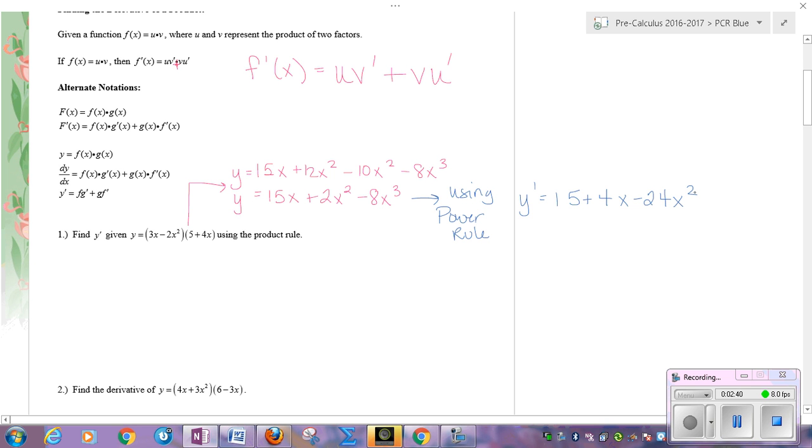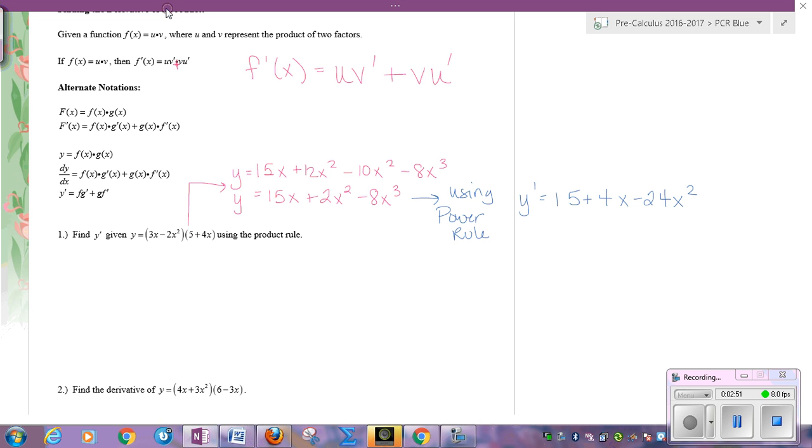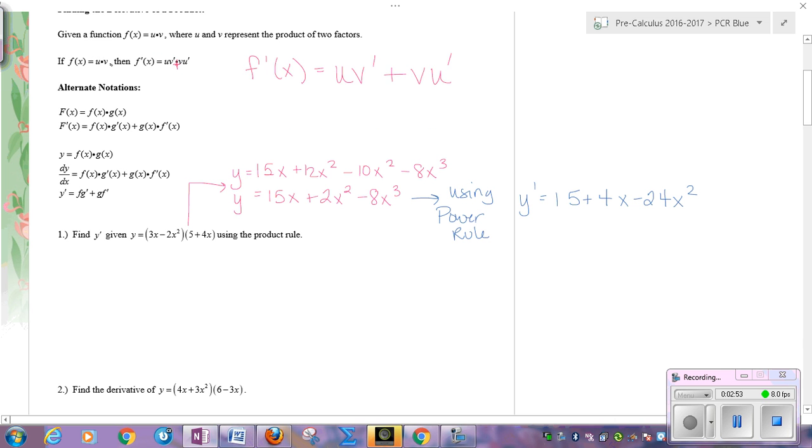So you can take a product and multiply it out and then use your power rule. So it's your choice. You just have to keep in mind that if I tell you specifically to use the product rule, then you have to use the product rule. So if you don't like multiplying out and you would like to use the product rule, here's some of the things you have to do.